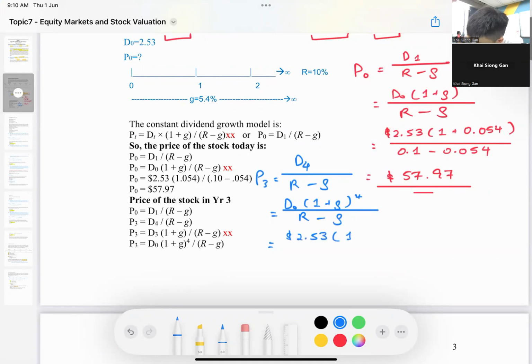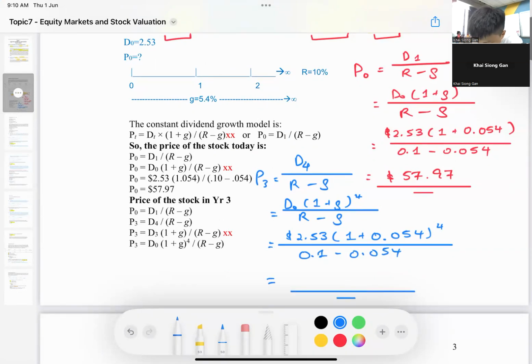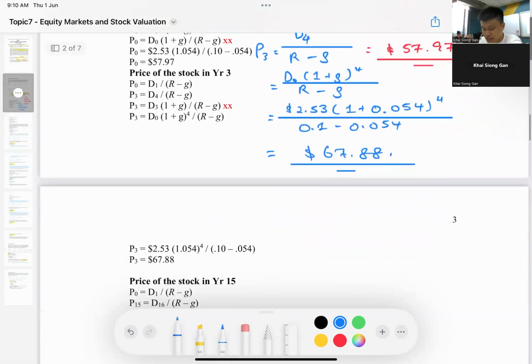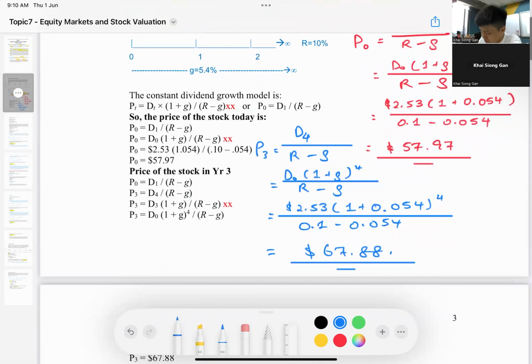D0 times bracket 1 plus 0.054 power of 4, close bracket, divided by 0.1 minus 0.054. So you put into the calculator and see what answer you get. 67.88. Yeah, right. So you see, you straight away use the formula. I think the workings written in your answer are a bit complex. Actually, it's the same thing. Maybe it looks easier to see from the working.